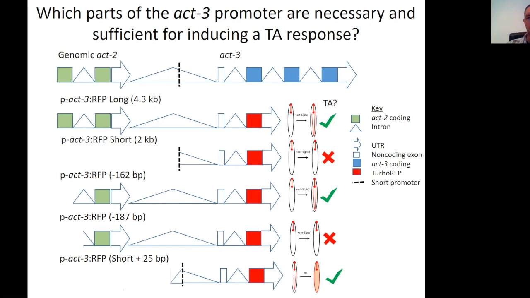reporter construct. And these 25 base pairs can then be used to try and identify motifs to look for what is important for transcriptional adaptation to function on other genes.